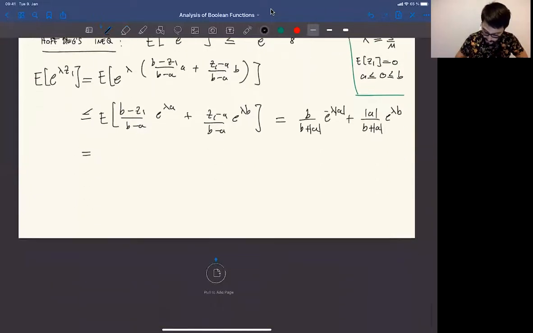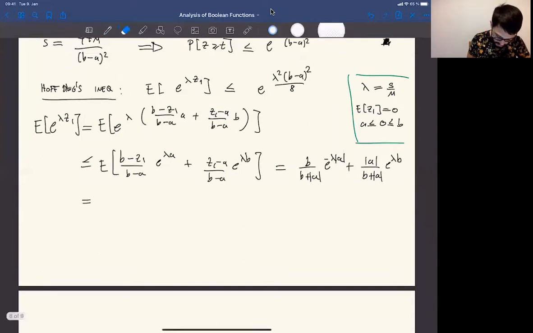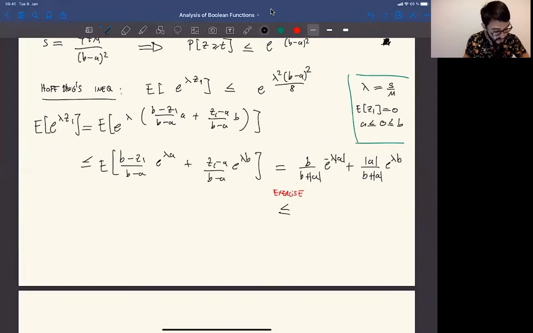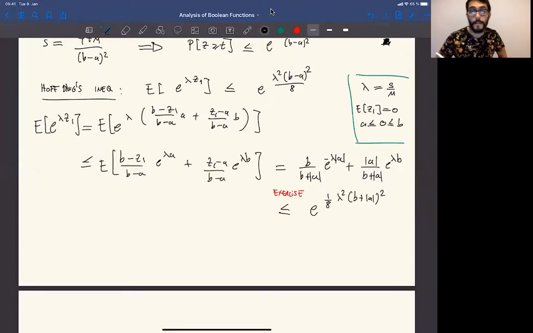Okay. And then I would leave as an exercise to show that this is indeed less or equal than e to 1 over 8 lambda squared (b plus modulus of a) squared. Okay. And that's exactly the lemma we wanted to show, because in this guy it was positive, so this would be plus modulus, etc. Okay. So that finishes the proof.